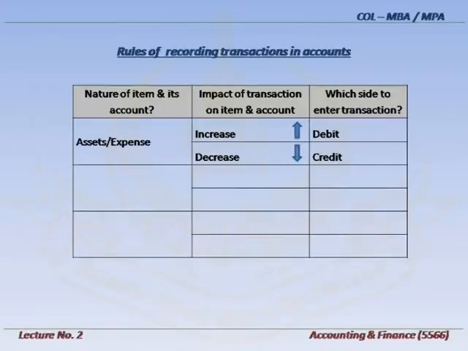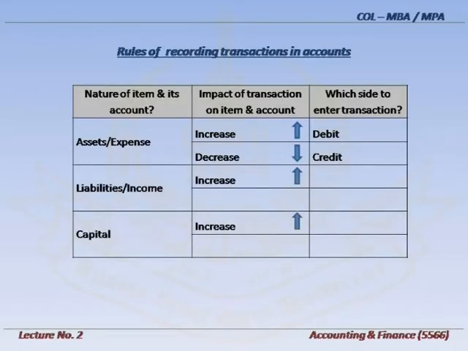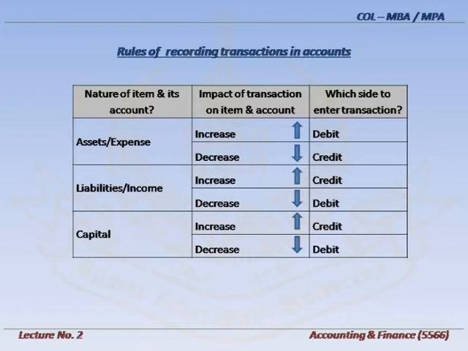Same treatment shall be applied for expenses. If as a result of a transaction the expense increased, we enter the transaction amount on the debit side of the expense account of that particular item. However, if the expense decreased, we enter the transaction amount on the credit side of the expense account of that particular item. The recording rules for other classifications, liabilities, capital, and income are inverse to the rules for assets and expenses. If the liability, capital, or income increased as a result of a transaction, we enter the transaction amount on the credit side of the liability, capital, or income account of that particular item. However, if the liability, capital, or income decreased, we enter the transaction amount on the debit side of the liability, capital, or income account of that particular item.